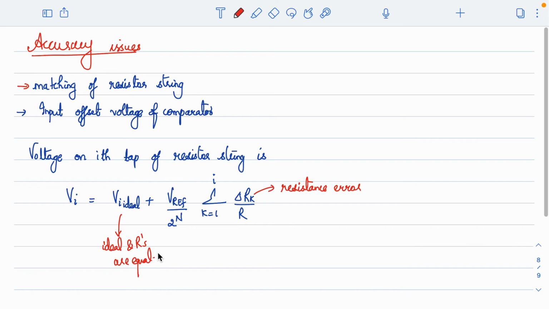Right. Now, one more. As I mentioned, for accuracy issues we need to consider two things. One is matching of the resistor string. So the same equations that we have dealt with before, I have directly taken. Now coming to the offset voltage of the comparator.